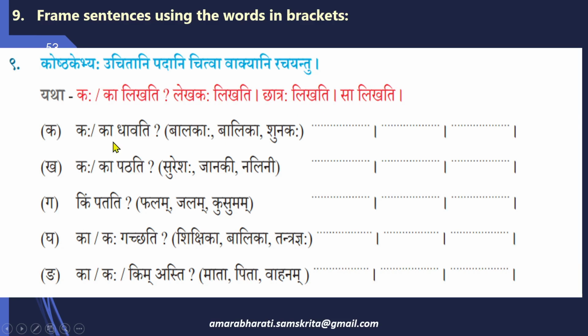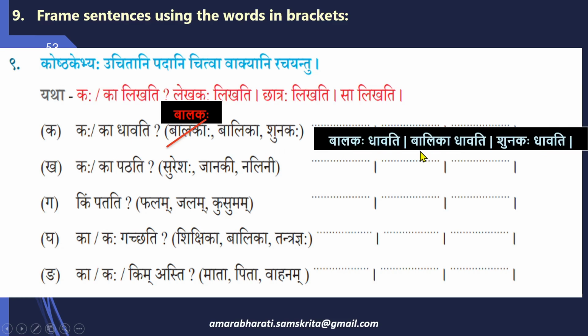Now they have given kaha ka dhavati, balakaha, balika and shunakaha. Who runs? So it looks like there's a printing mistake in your textbook here. They have written as balakaha. It should be balakaha because kaha is basically a singular, Ekavachanam, and balakaha is a bahuvachanam. It should be balakaha. So we frame questions like this. Balakaha dhavati. Balika dhavati. You have to frame the answers like this. Balakaha dhavati. Balika dhavati. Shunakaha dhavati. The boy runs, the girl runs, and the dog runs.